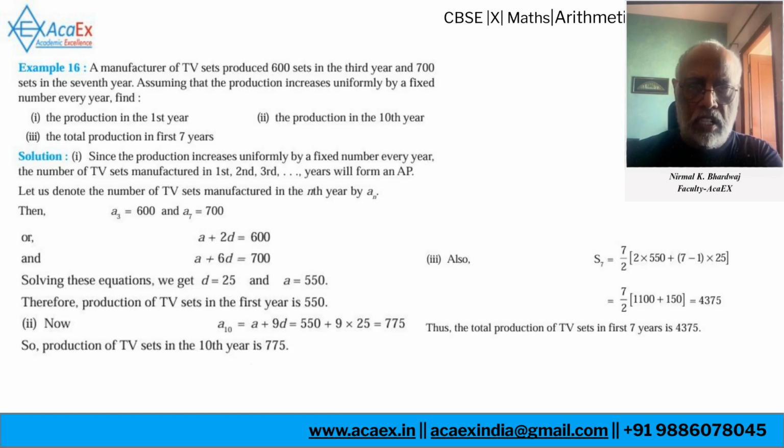Example 16. TV production. A TV manufacturer's production increases uniformly each year. They produced 600 sets in the 3rd year and 700 in the 7th year. This forms an AP. We set up two equations, a plus 2d equals 600 and a plus 6d equals 700. Solving these gives a first-year production, a, of 550 sets and a common difference, d, of 25 sets. The production in the 10th year is the 10th term, which is 775 sets. The total production in the first 7 years is the sum of the first 7 terms, which is 4,375 sets.